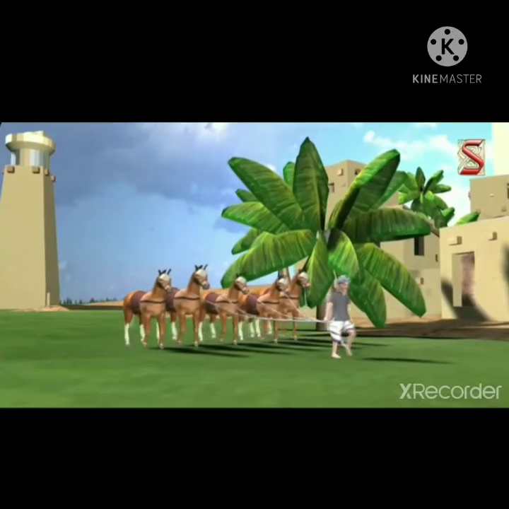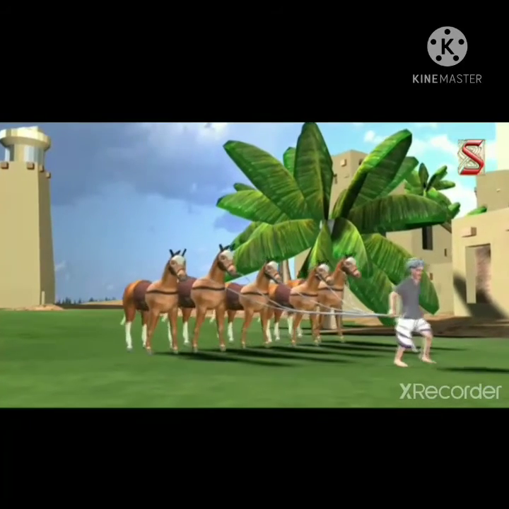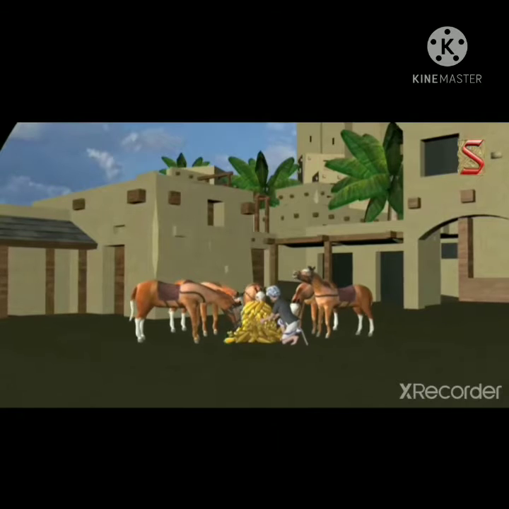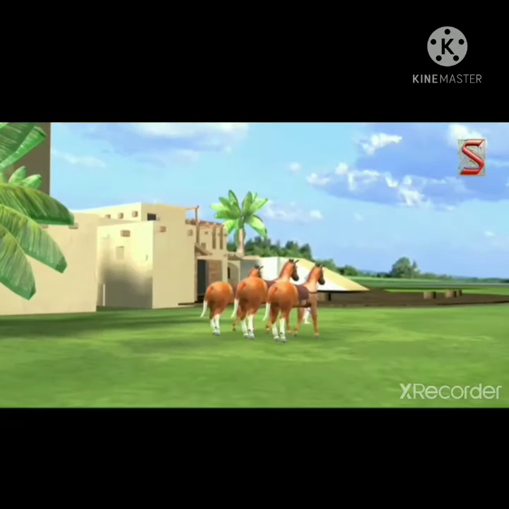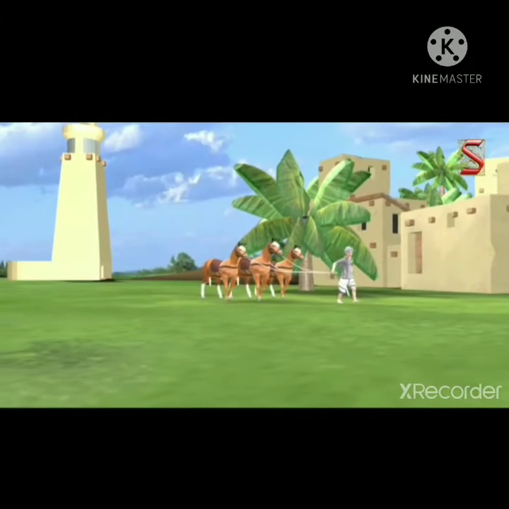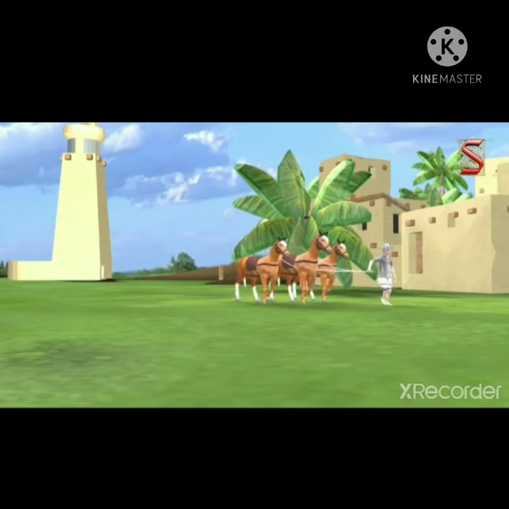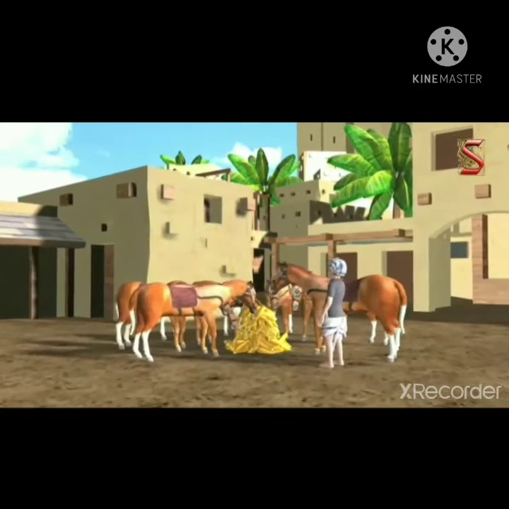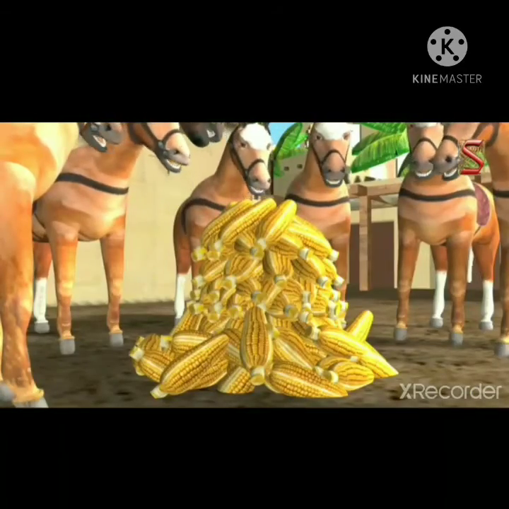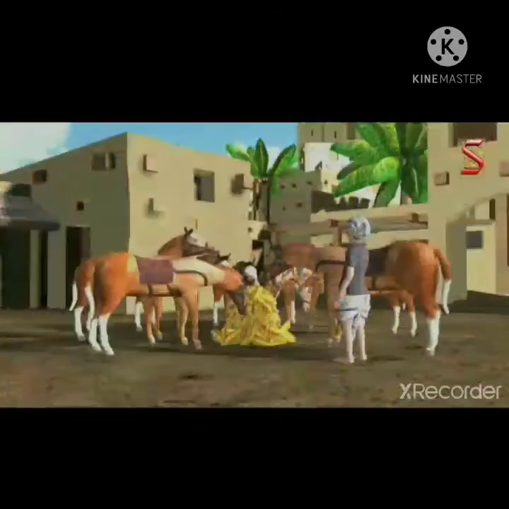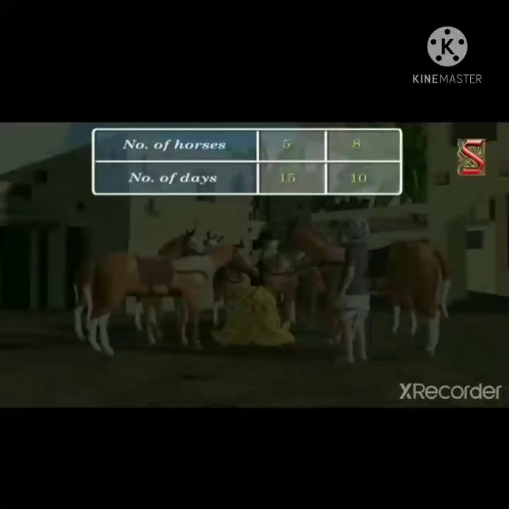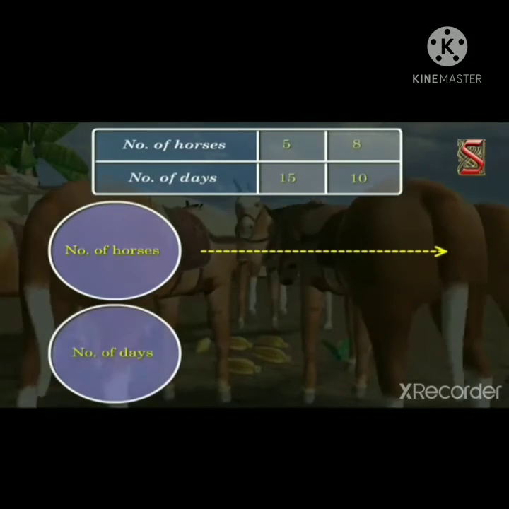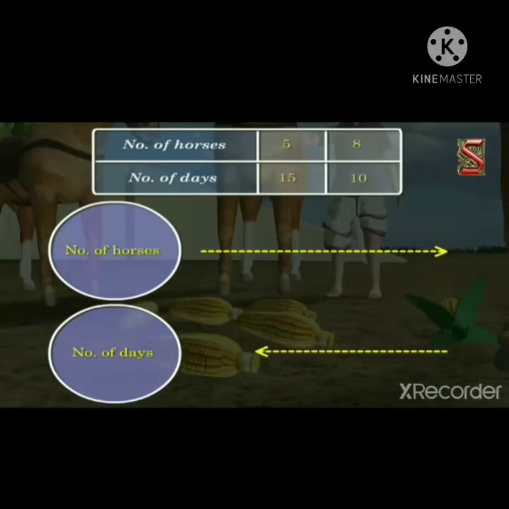A farmer first bought 5 horses. He fed them with some corn. The corn lasted for 15 days. He then bought 3 more horses and he fed them with the same amount of corn. But this time the corn lasted for 10 days only. What have we noticed? As the number of horses increases, the number of days the corn lasts will decrease.